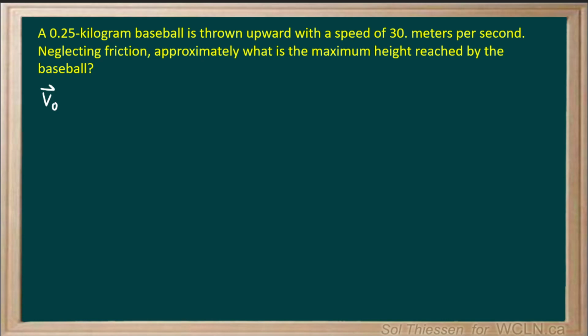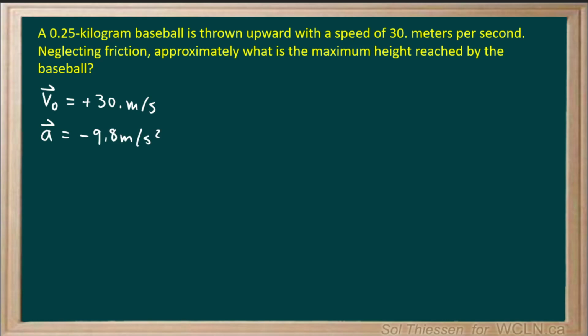I'm saying velocity since we know the speed and the direction of that speed. We know it to be positive 30 meters per second, where positive is upwards. We also know that the acceleration due to gravity on Earth is downwards, 9.8 meters per second squared.